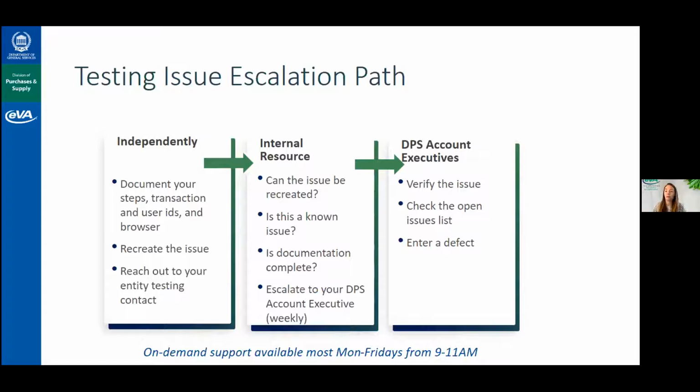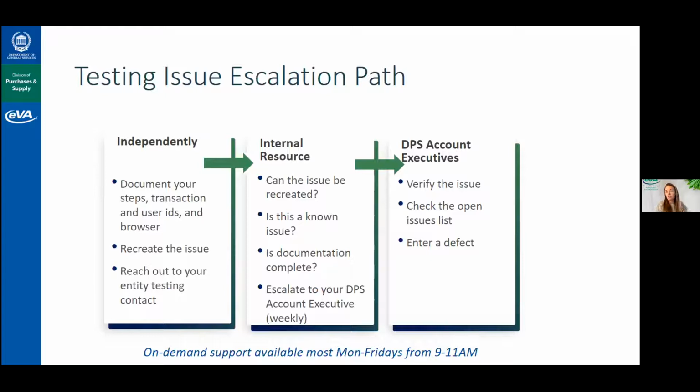Make sure that you can recreate the issue. If it can only happen one time, it doesn't mean it's not real and it doesn't exist. But if you can't recreate it using the steps that you're giving and you're escalating and sharing up, it's going to be very difficult for us again to resolve that issue. Once you've gotten all of that information together, reach out to that internal resource at your organization to let them know what you have found.